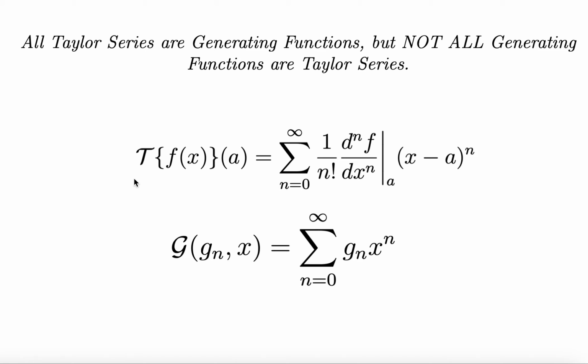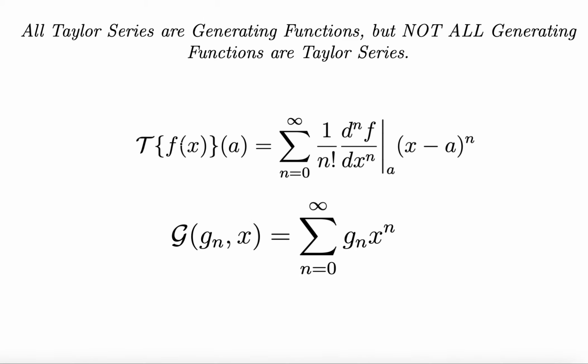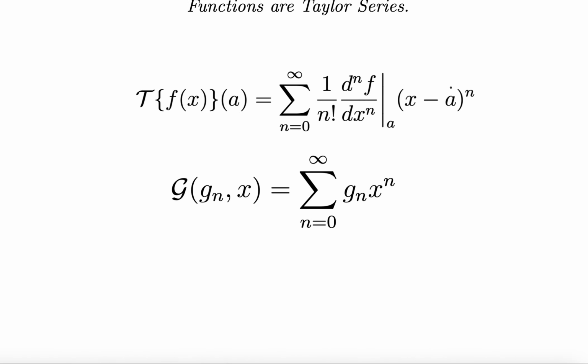Now, there are two key differences, however, between Taylor series and generating functions. The first is that Taylor series coefficients are derived by taking successive derivatives of a function at a certain point. That's what the first equation here is showing. It's saying that the Taylor series of a function f, which is continuous, at a, is going to be 1 over n factorial, and the nth derivative evaluated at that point a, times x minus a to the nth power.